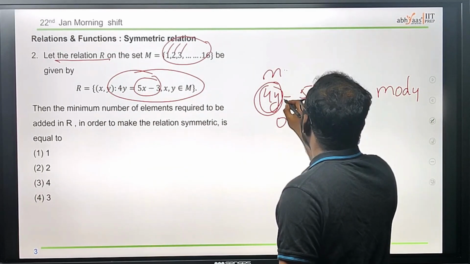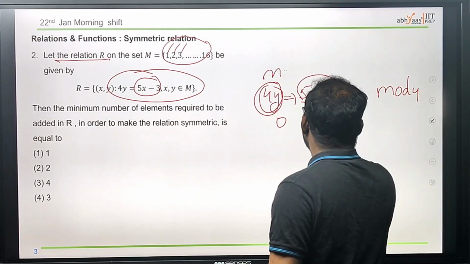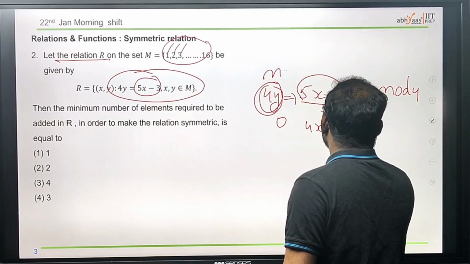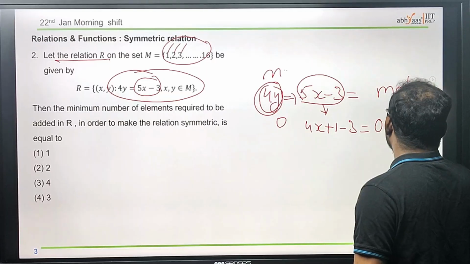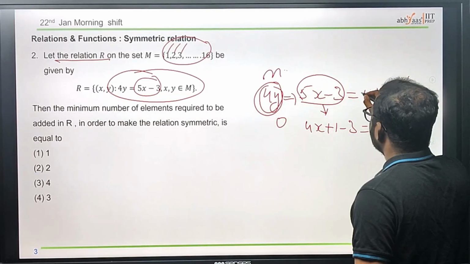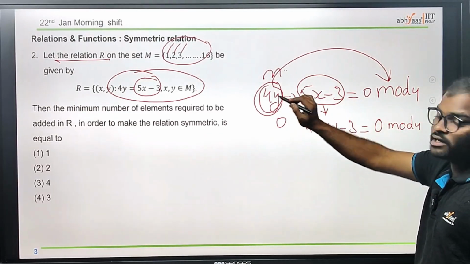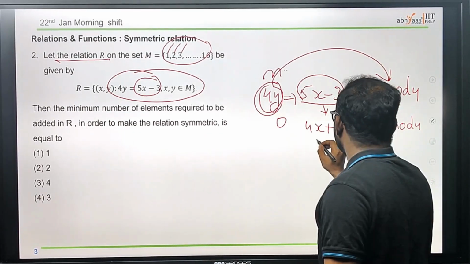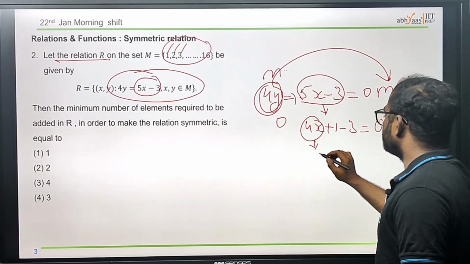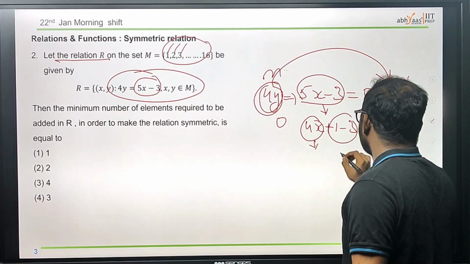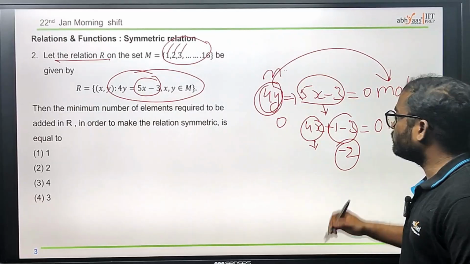And one more thing we have, which is 5x minus 3. Okay, this we are seeing now. Since we can write it as 4x plus 1 minus 3 is equal to 0 mod 4. Okay, now if you observe, this is the same thing, because this we are finding only. Since we have 4x, this can be divided by 4, therefore it will be 0. Therefore we have 1 minus 3, which is nothing but minus 2. That will be our answer.